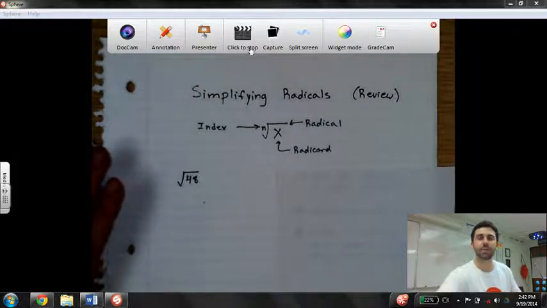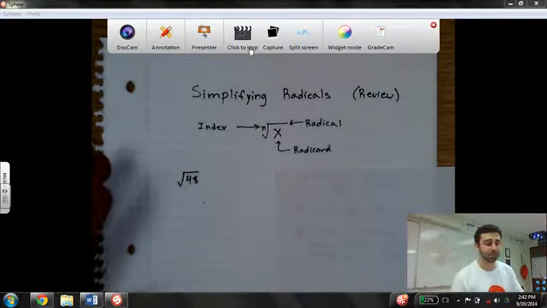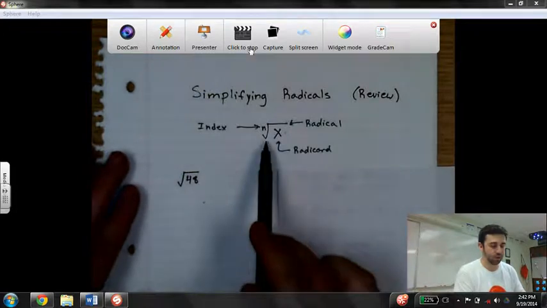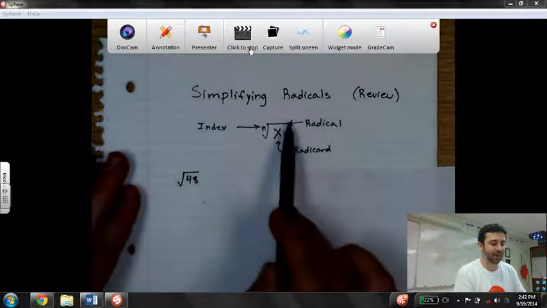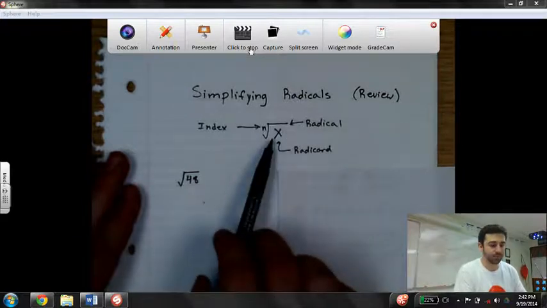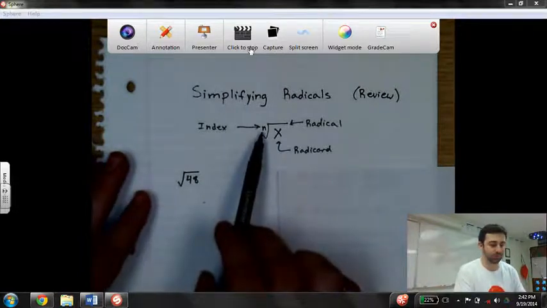In this video, we're going to do a review of simplifying radicals. And before we can do that, we need to review some vocabulary terms. When you have a radical expression such as this, we have the radical sign, the radicand, which is represented as our x here, and the index, which is represented as n.